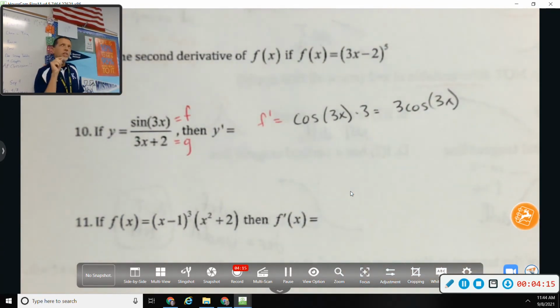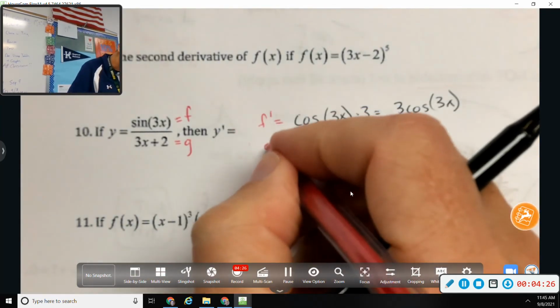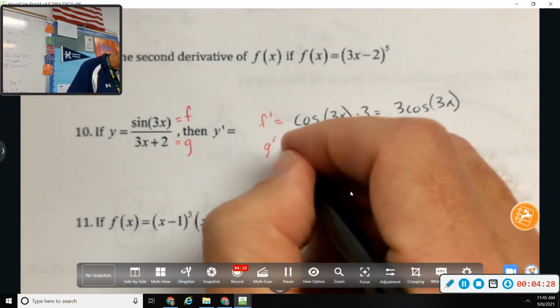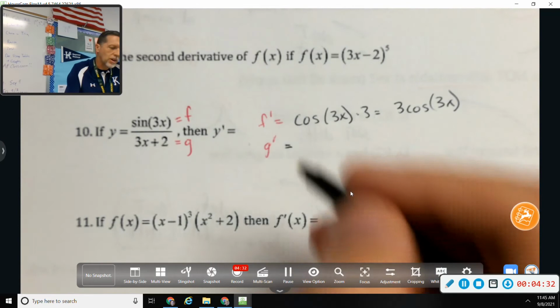So I use the chain rule sort of as part of finding the derivative of f. Now, kind of back up, I'm still thinking about the quotient rule here. G prime, what's G prime going to be? 3. That's kind of nice.